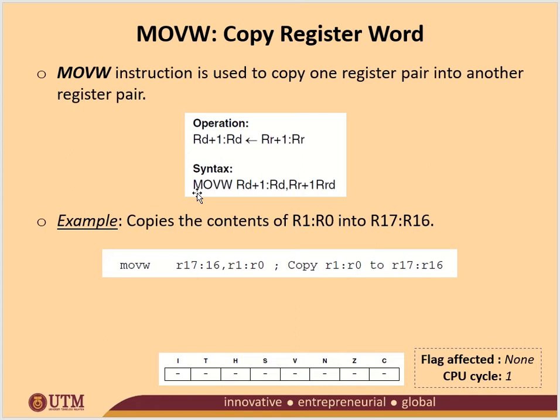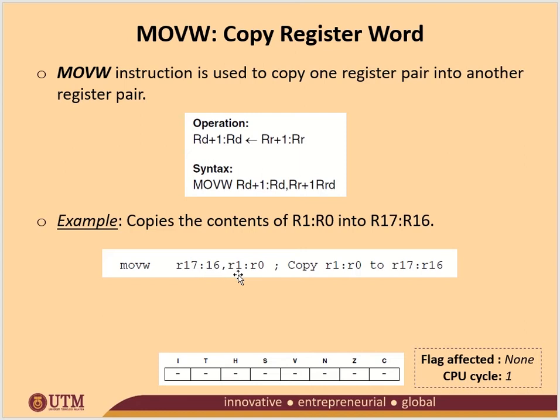So you see here, this is the syntax. You use MOVW, in which you want to copy 16-bit data from a certain register pair to another register pair. This is the operation: Rr+1:Rr, you copy this value to Rd+1:Rd. So this is your destination register, while this is your source register. For example, here you can see you want to copy the content from R1:R0 to R17:R16. So you can use MOVW R17:R16, R1:R0. This is your destination register that you want to copy the data to.